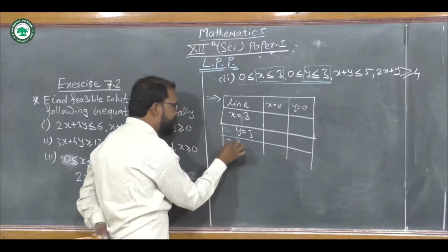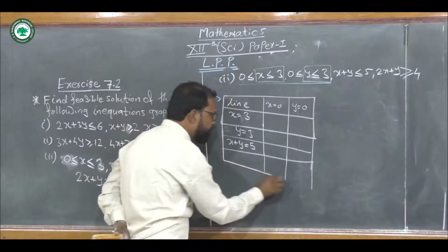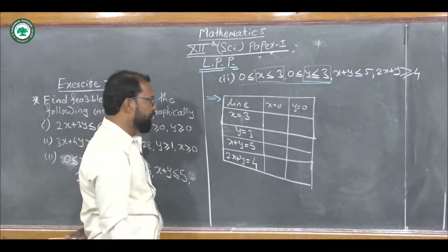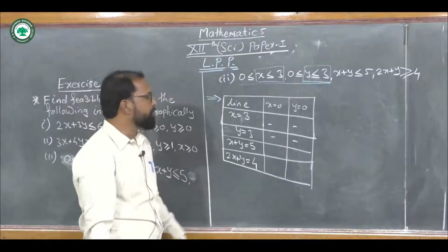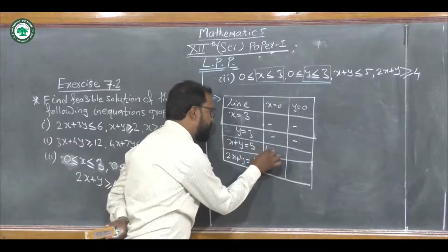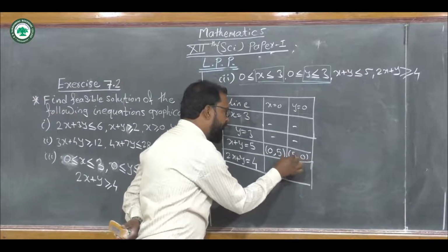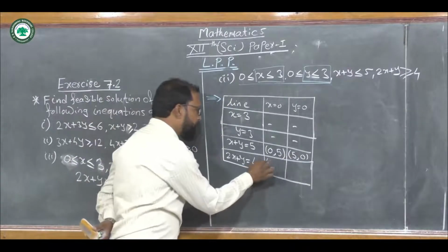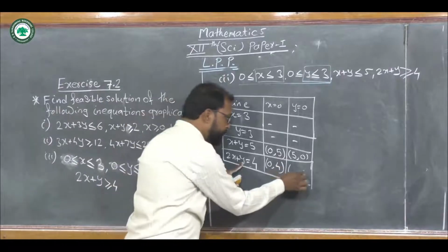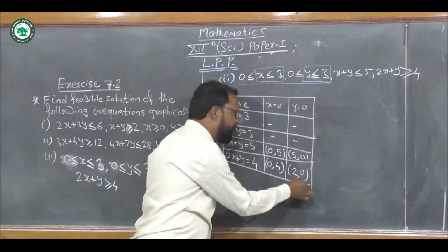Next is x plus y equals 5, and the last one is 2x plus y equals 4. For the first two, we directly draw the lines. For x plus y equals 5, when we put x equals 0 we get y equals 5, and when we put y equals 0 we get x equals 5. Similarly, for 2x plus y equals 4, if we put x equals 0 we get y equals 4, and if we put y equals 0 we get 2x equals 4, which gives x equals 2.